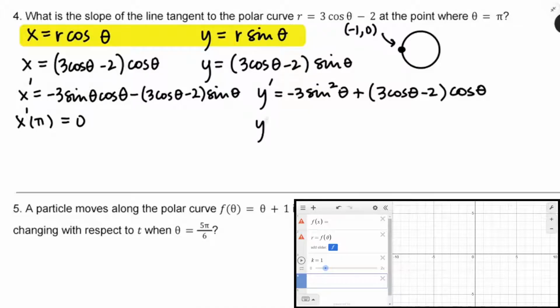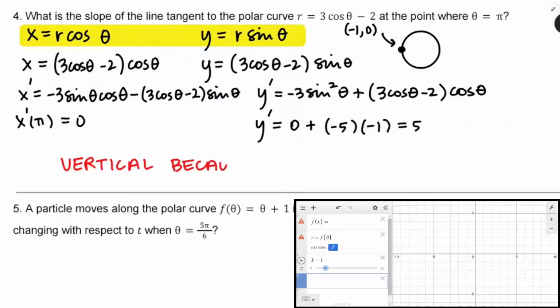Okay, that's nice. So y prime is going to equal negative 3 times 0. So that's going to be 0. Plus 3 times negative 1 minus 2 more is negative 5 times negative 1, and that's going to be 5. Okay, so I'm going to say the slope is vertical, and I'm not going to say it equals 5 over 0. That would be untrue, because dx d theta equals 0, and at the same time dy d theta is non-zero.